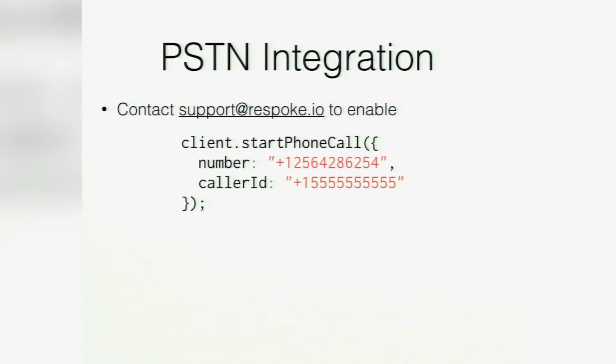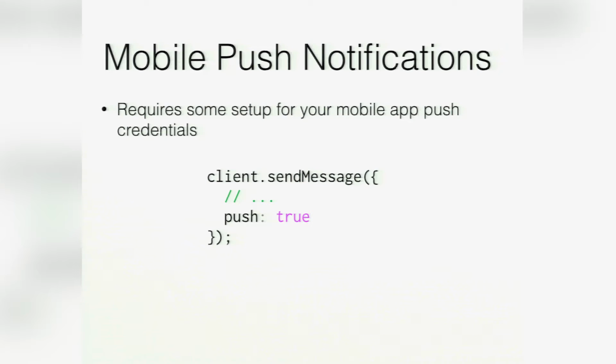Let's see. This was a question from earlier. In terms of push notifications, whenever you send a message, and this applies both to sending direct messages to an endpoint and sending group messages, there's a push flag that you can specify to say whether push is enabled for this message or not. There are a lot of steps to get it working, which is why it's not part of my demo. But we do have docs on docs.respoke.io that walk you through both GCM for Android and Apple Push APN for iOS devices.